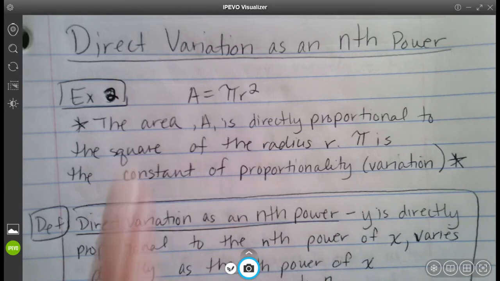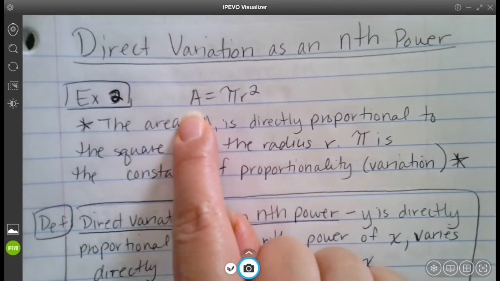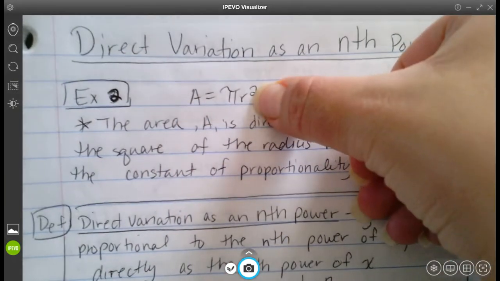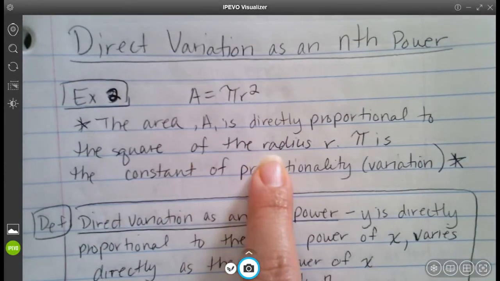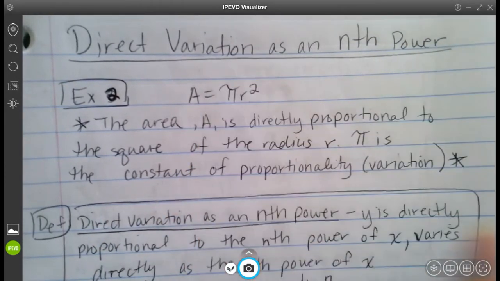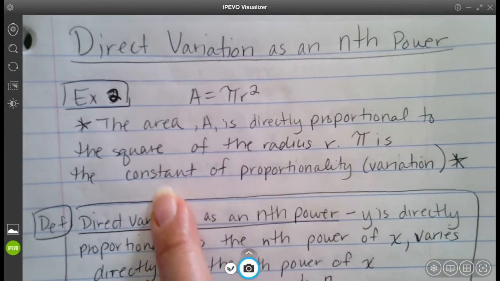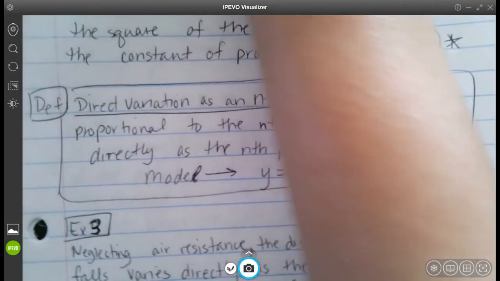There's nothing to solve here. I just gave you the information that the area, A, is directly proportional to my radius, but the radius is squared. So it's directly proportional to the square of the radius r. In this case, our k would be the pi. So pi is the constant of proportionality or constant of variation. Either one works.